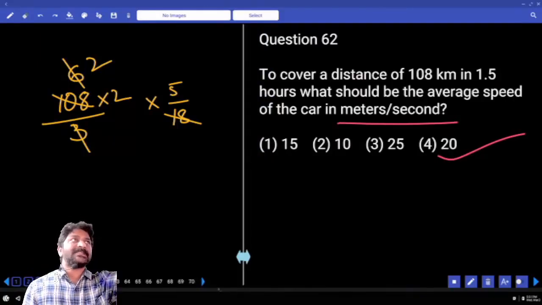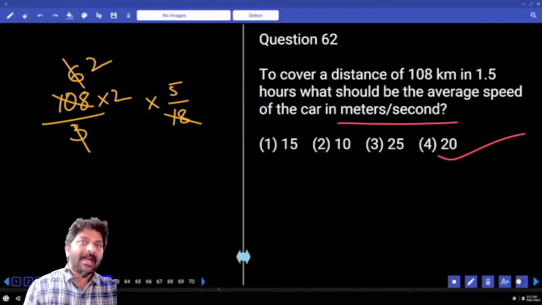Average means total distance by total time. Average means overall, one and the same meaning. Okay?